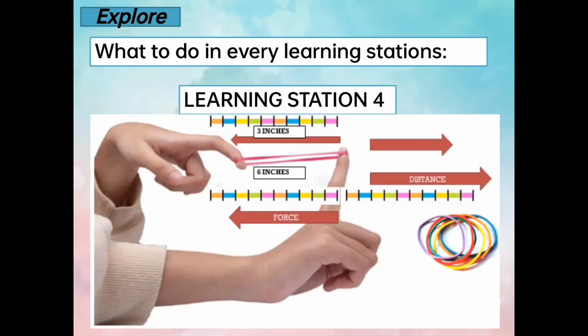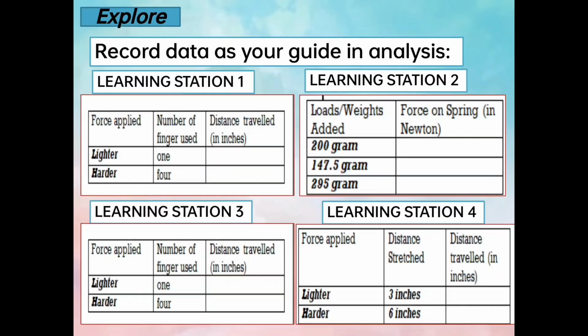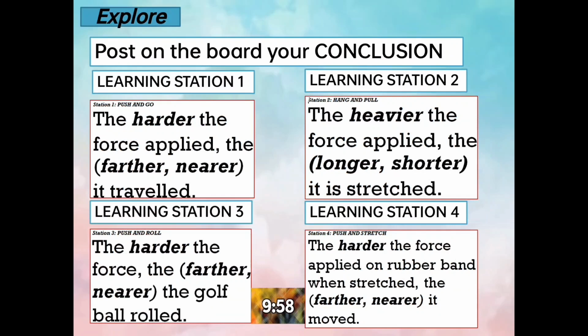For learning station number 4, pull the rubber band lighter by stretching it about 3 inches or less force. Mark the position of the rubber band. Pull again the rubber band harder by stretching it about 6 inches with greater force. Mark the new position of the rubber band and measure the new position. Write your observation on the table.